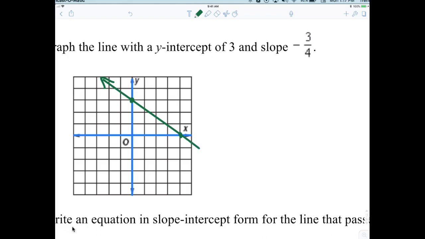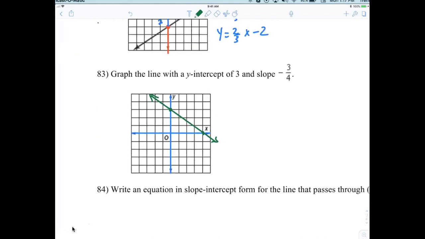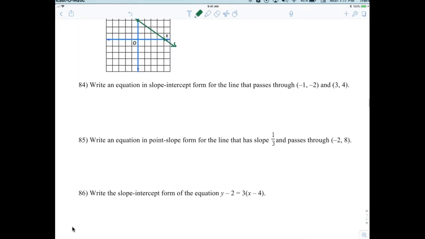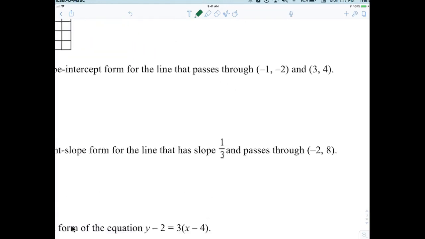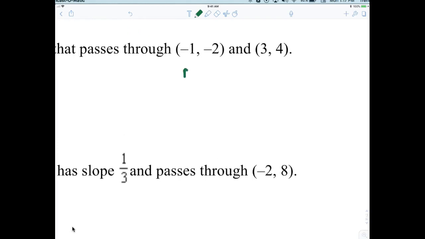Do we see this? Pretty easy, graphing. Plot the y-intercept, then use the slope. All right, 84. Write the equation in slope-intercept form. That means y equals mx plus b. So I need the m.